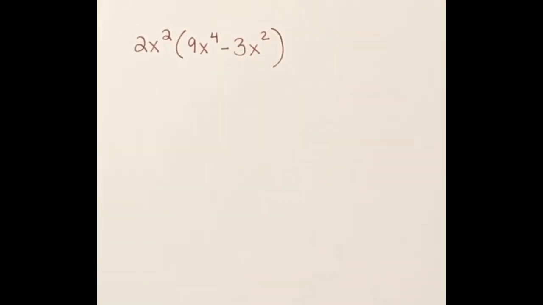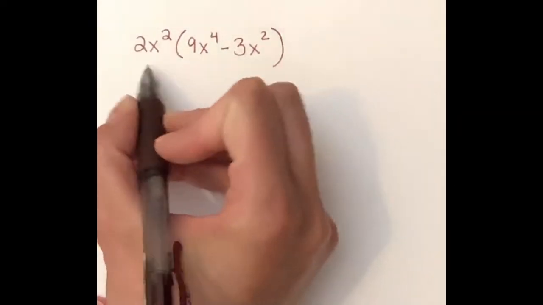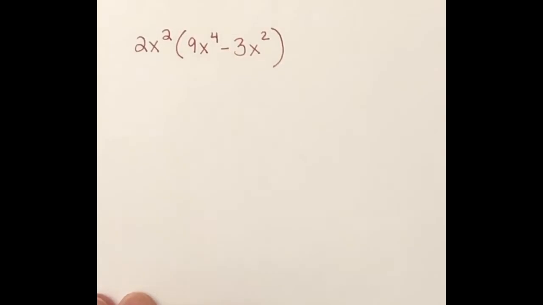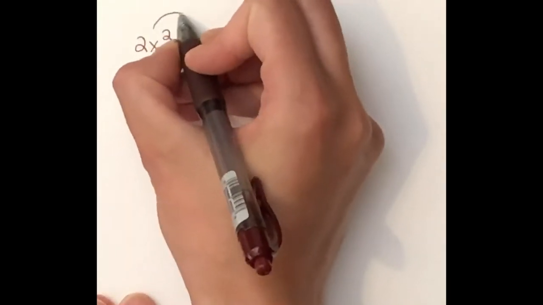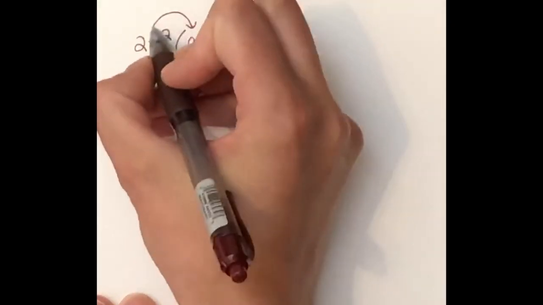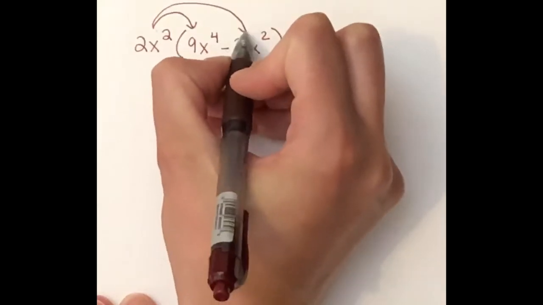Let's take a look at something like this, where the binomial is now subtraction. Well, we remember how to distribute, so it's essentially the same thing. I'm going to take this monomial, 2x squared, and I'm going to distribute it into my binomial and multiply.